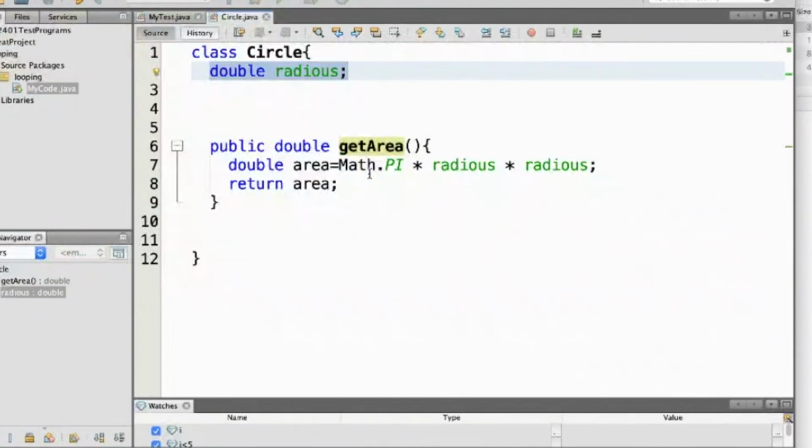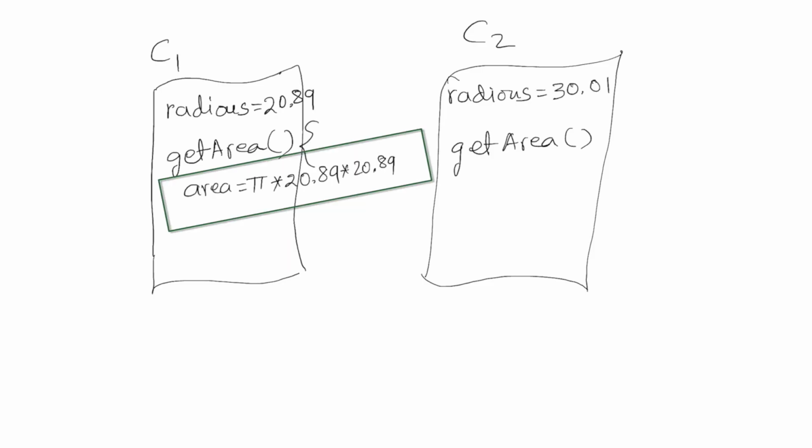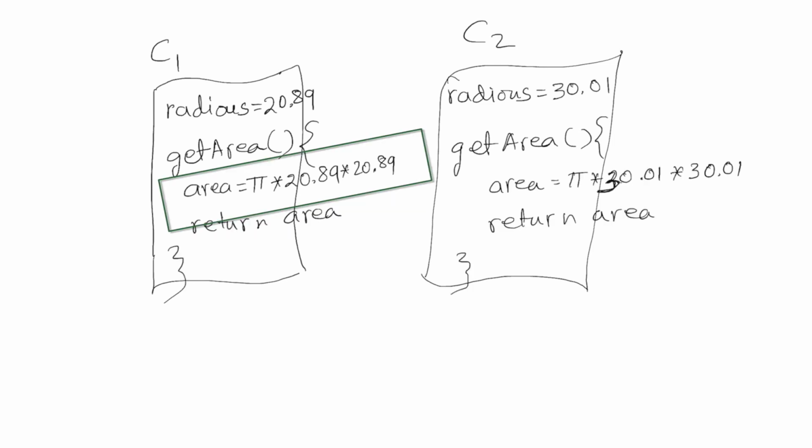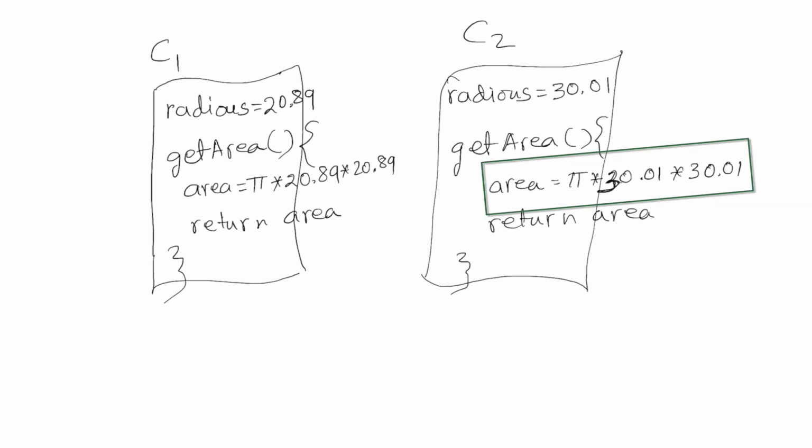Here you have said area equals pi times radius square. But here for C1, you have radius 20.89 square, so you are returning that area. Here in C2, you have the same code, but the area is different because the radius is different. In C2, the area is pi times 30.01 times 30.01.